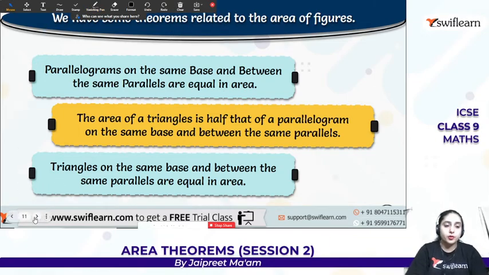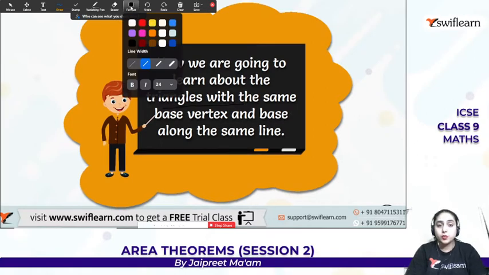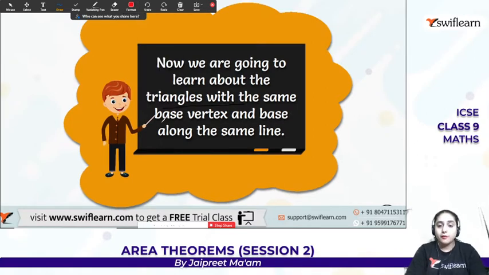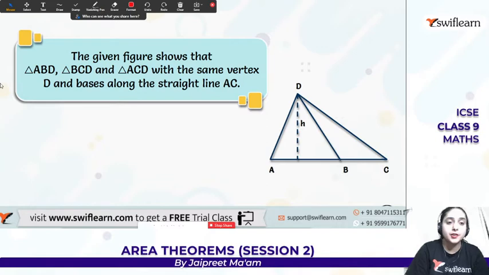So we were doing the revision of what we learned in the previous session. Now we are going to learn about triangles with the same base, vertex and same base along the same line. Today we will only talk about triangles.